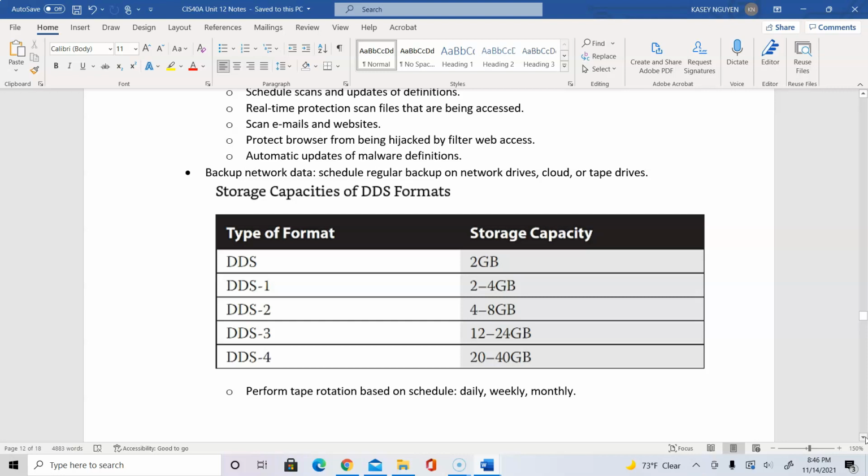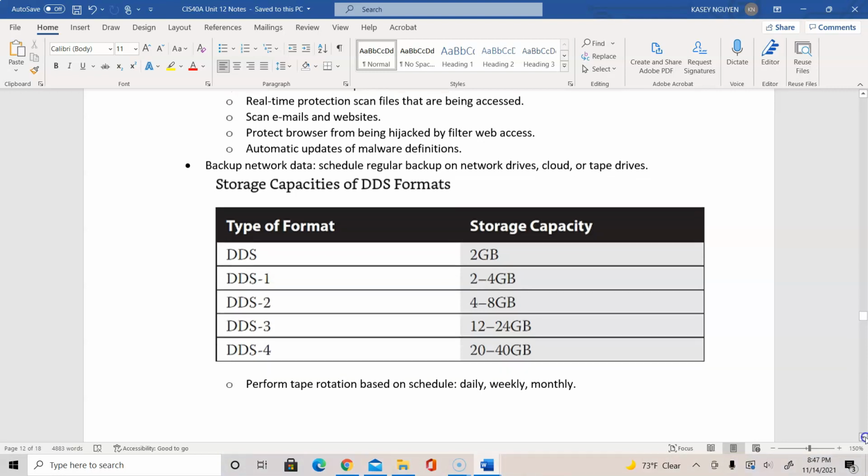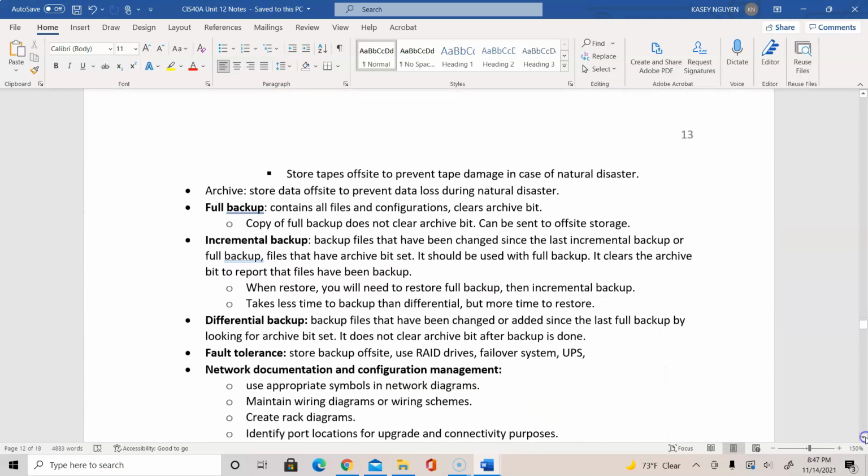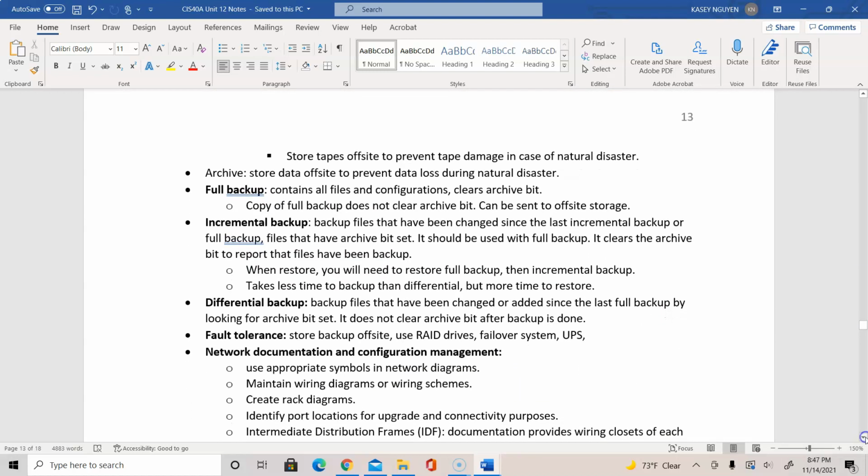DDS1 is 2 to 4 gigabytes. DDS2 is 4 to 8, and so on. And you need to perform tape rotation based on a schedule, which could be daily, weekly, or monthly. And all the tapes need to be sent to offsite storage. In the case of a natural disaster, you would still have the backup tape.